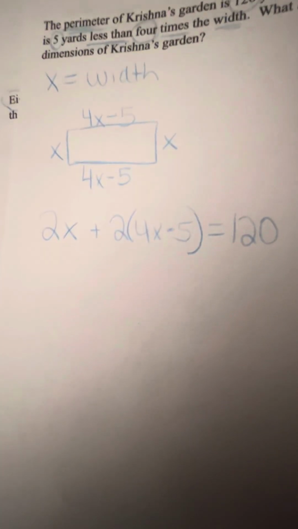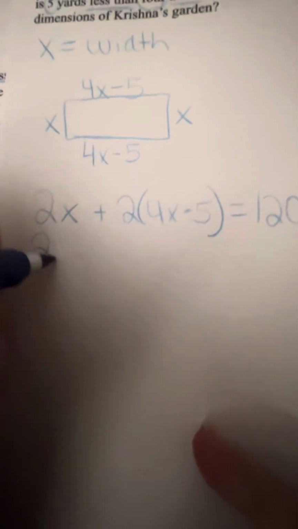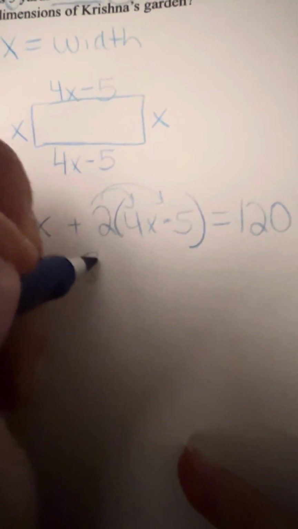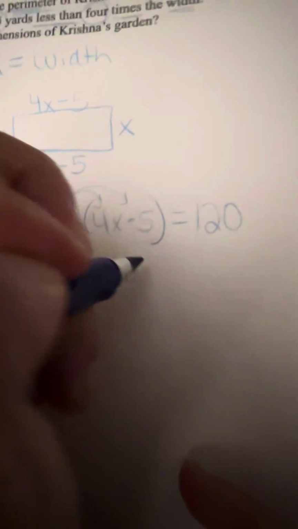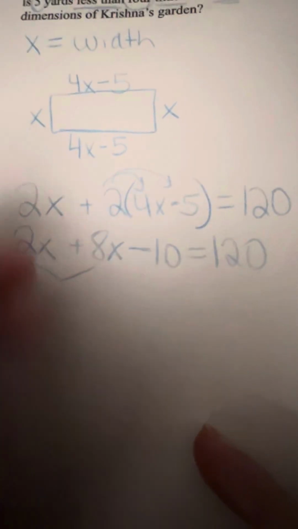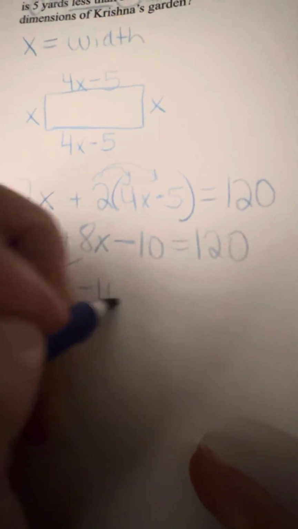Now, I want to do a little bit of quick distributive property. So obviously this part was done for us here. So we've got 2x here, and then we're going to do the distributive here. We've got 2 times 4x, which is 8x. 2 times negative 5 is going to be minus 10. And combine any like terms that we do see. 2 and 8 is 10x minus the 10 equaling 120.